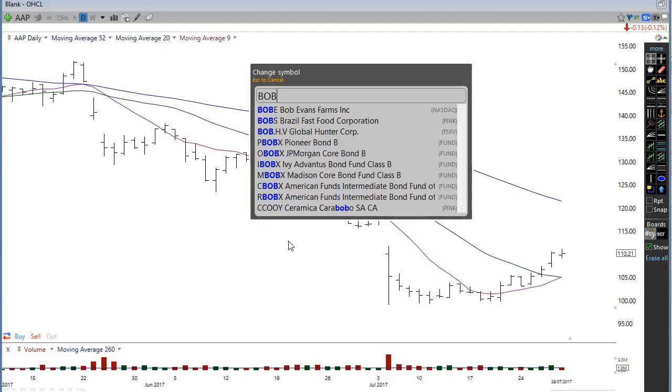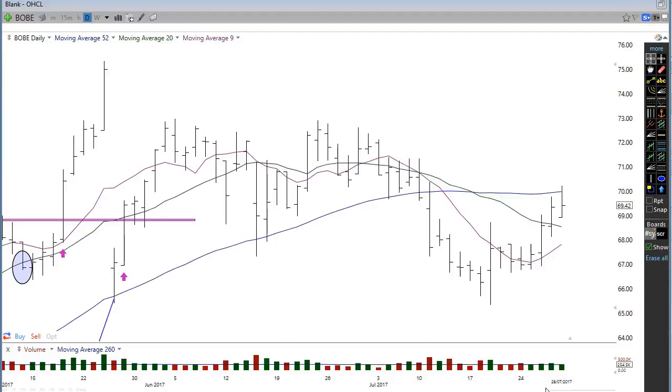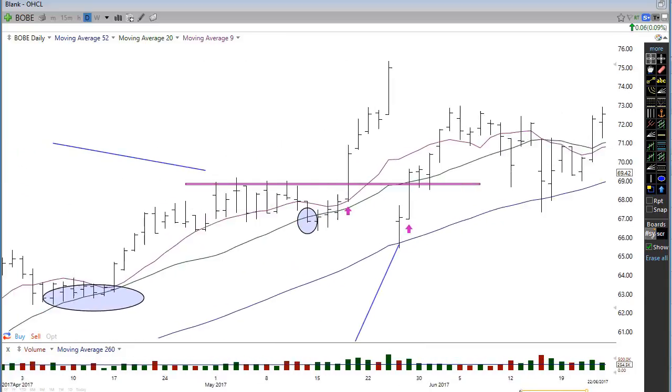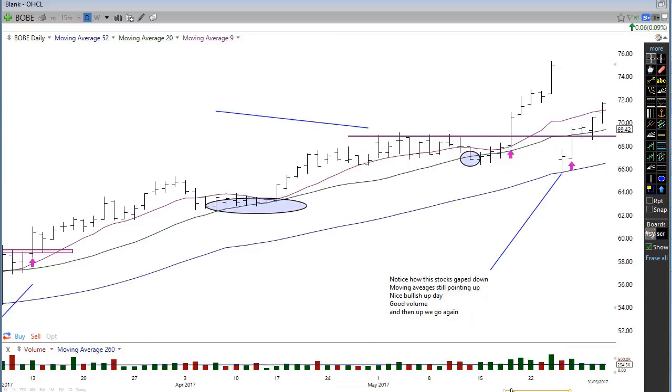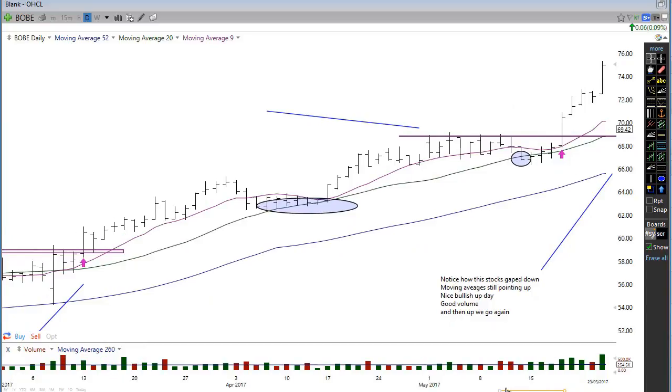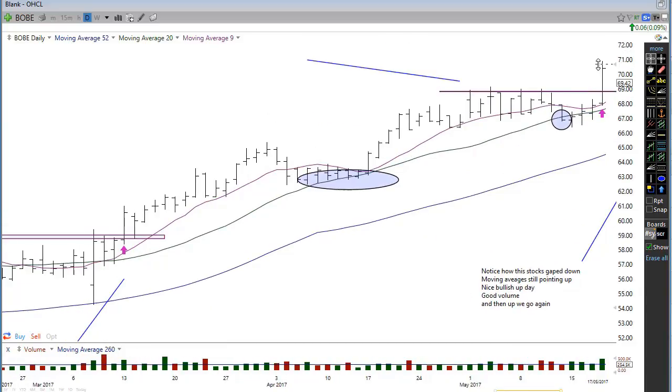I'll show you another setup here. This one was BOBE. I will show you this one right here. This one was actually quite lucky. I got in right there on the breakout. Look at the moving averages, all pointing up, all separated. Obviously, we have the overall trend up.